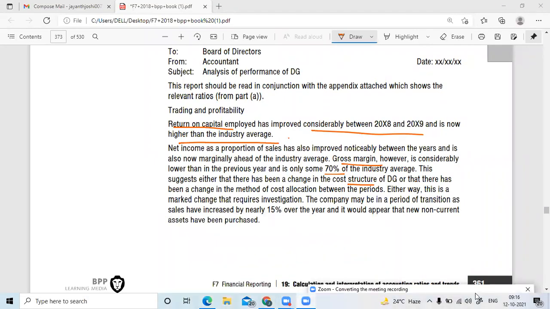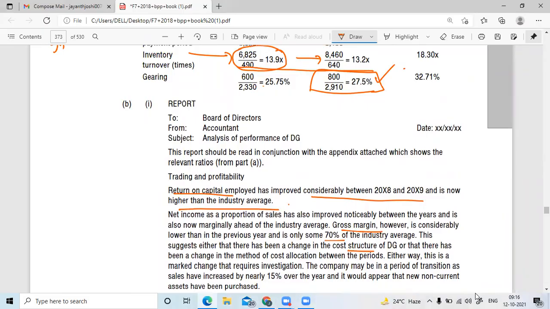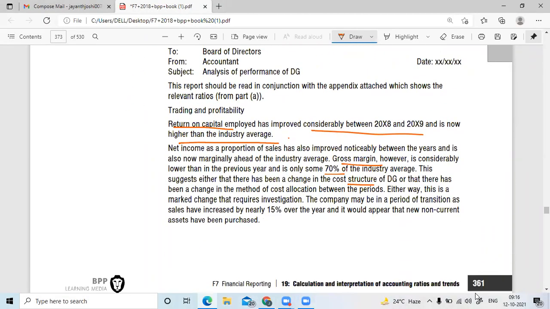So we have seen what is the case with the gross profit margin. What they are saying is, gross profit margin is however considerably lower than in the previous year.